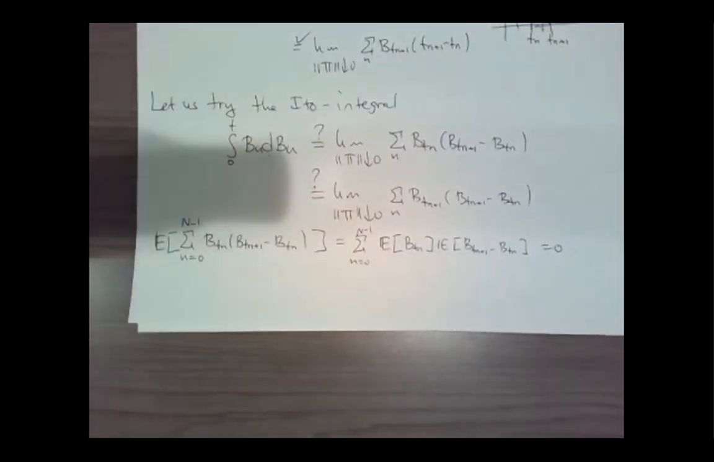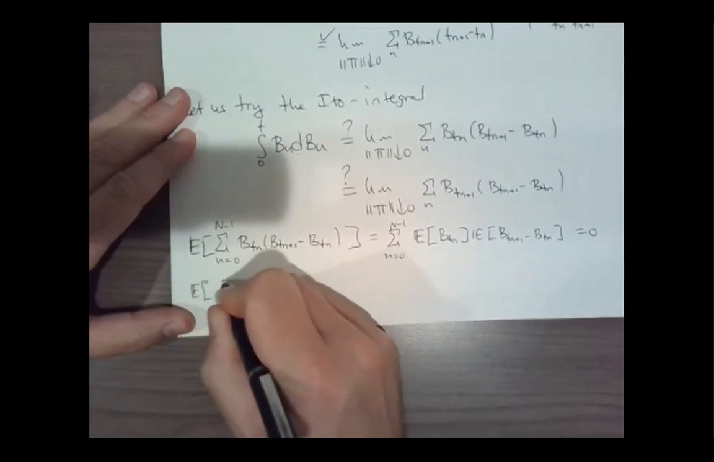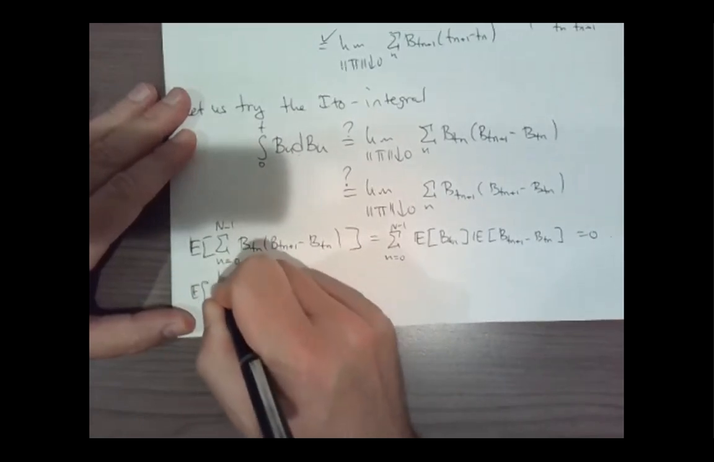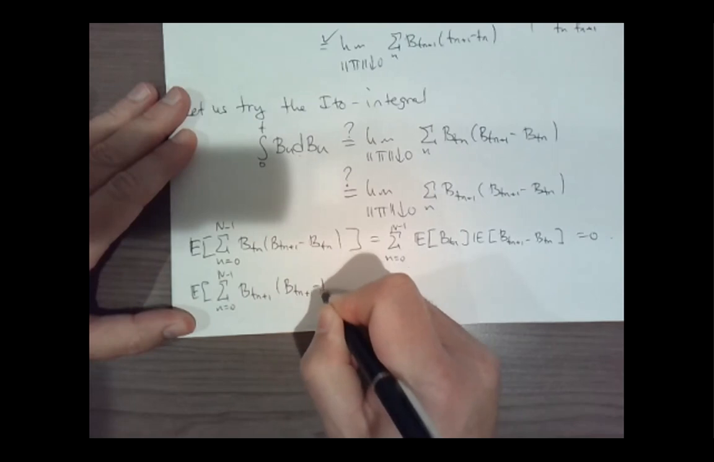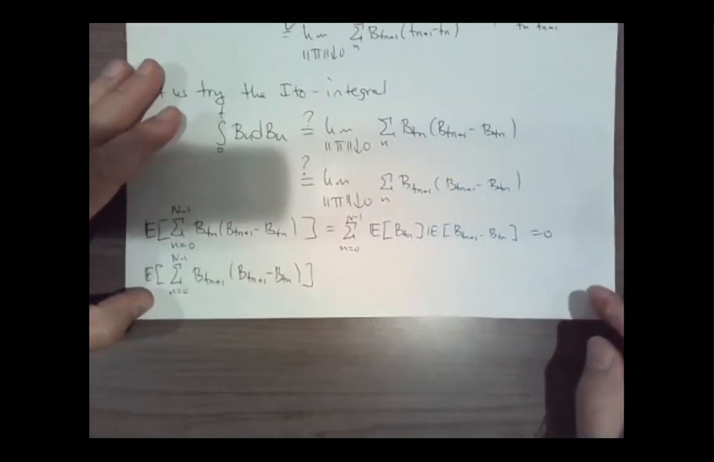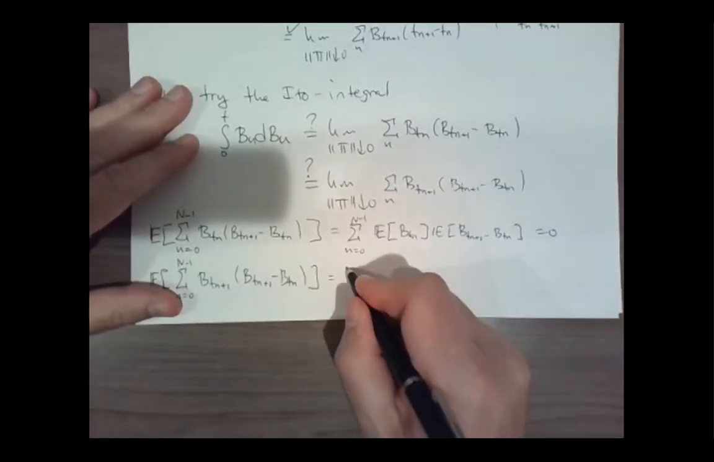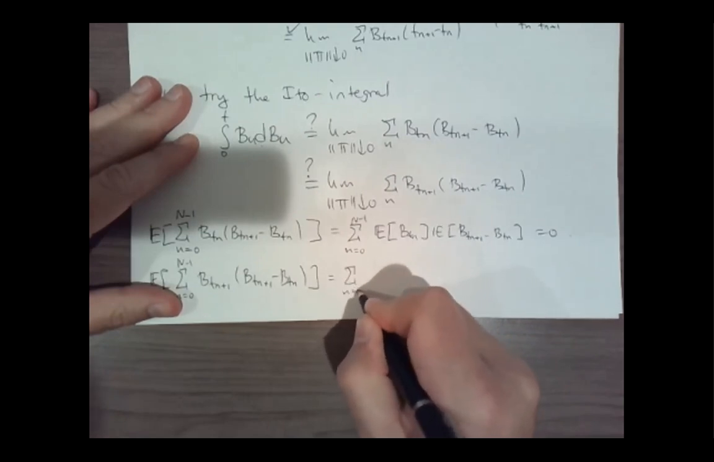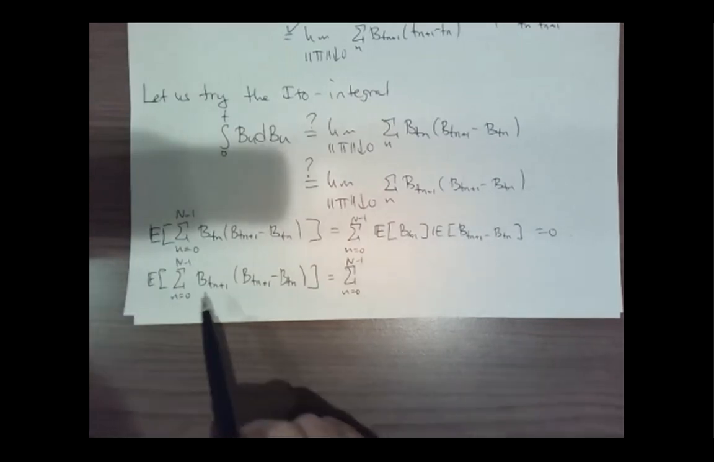What about the other one? How would you do that one? So we'll have B_tn+1 outside. We will still put the sum outside. And then what? Right, now they're not independent anymore.